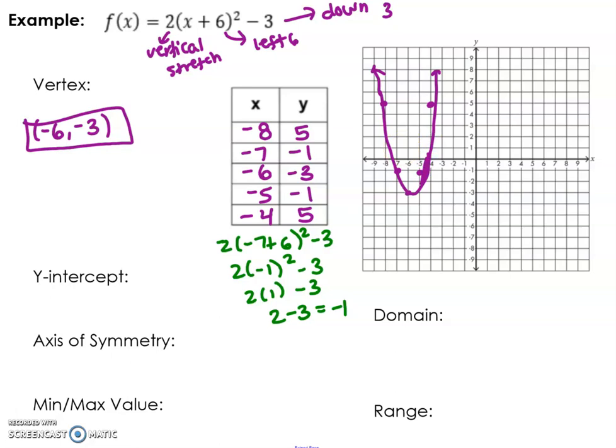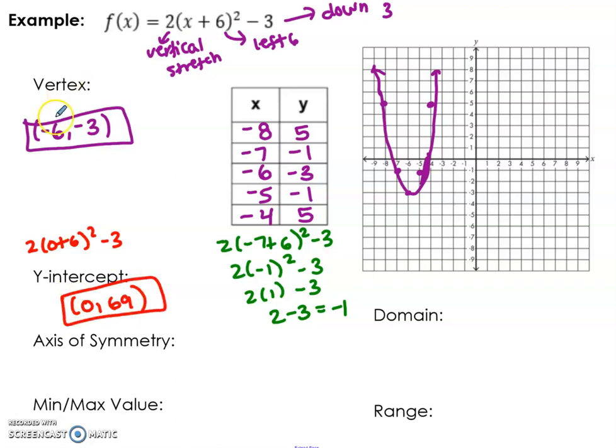Okay, so that's done. Y-intercept, we're going to plug in 0 for the x. So when we plug in 0, remember to follow the order of operations. 0 plus 6 is 6. 6 squared is 36. Times 2 is 72. Minus 3 is 69. So 0, 69 will be our y-intercept.